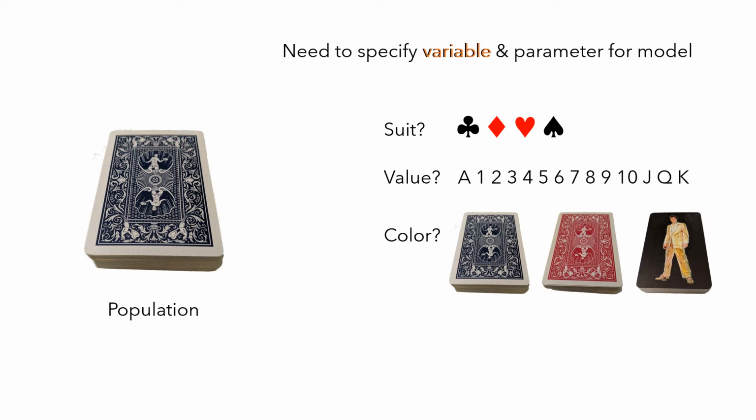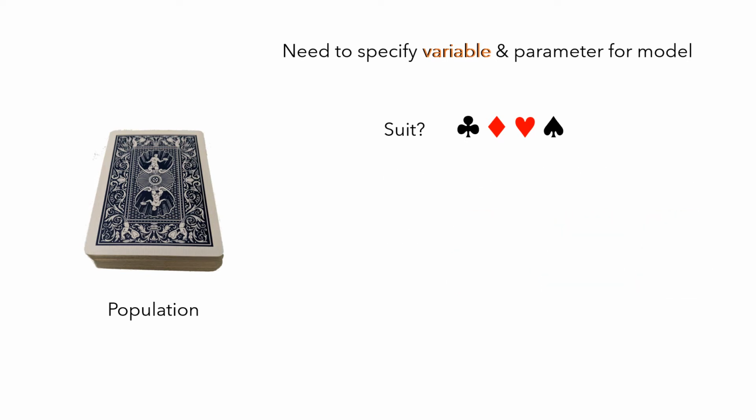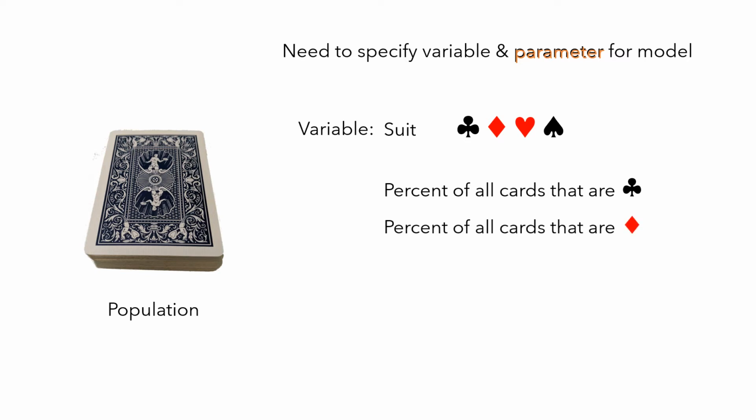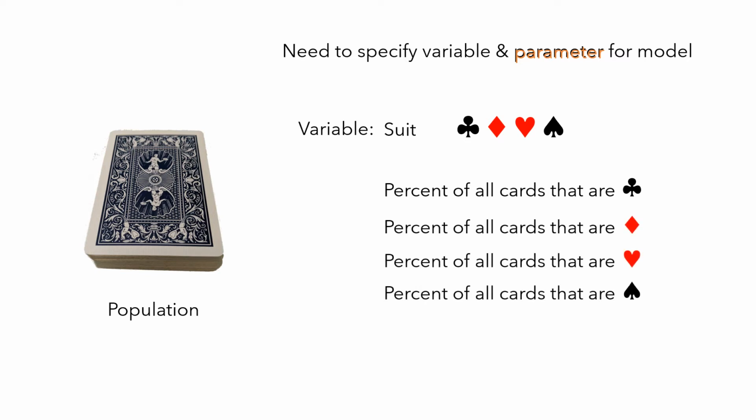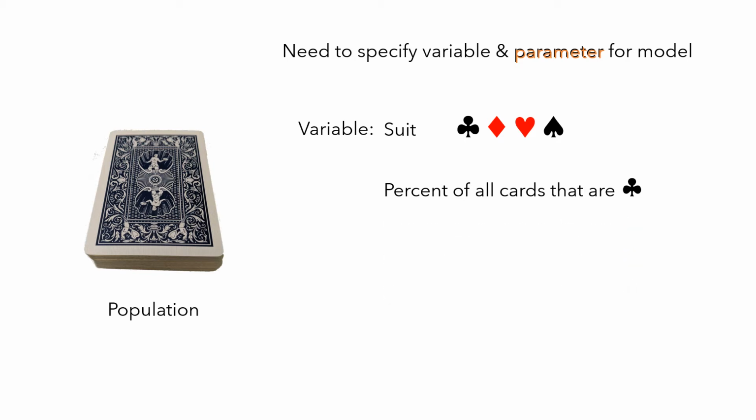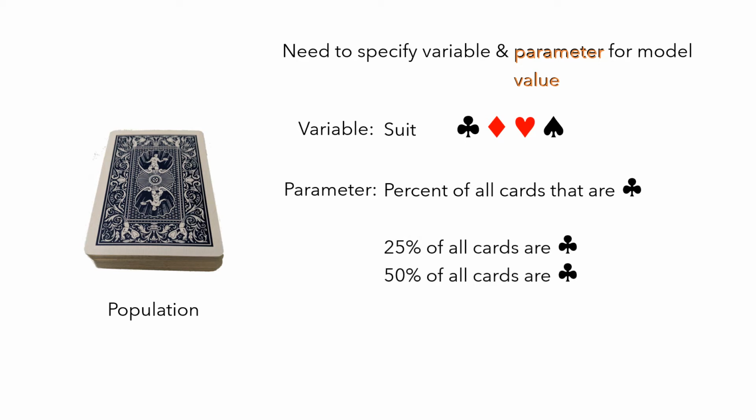In this case, your friend kept getting lots of clubs, so we're going to focus on the suit. Next, we need to specify the parameter. We could look at the percent of all cards that are clubs, or the percent that are diamonds, or hearts, or spades. In this case, your friend kept getting clubs, so we'll focus on that suit. Then we need to specify a value for the parameter in our model. That is, we could specify that 25% of the cards are clubs, or 50% of the cards are clubs, or 10%, or any other percentage.